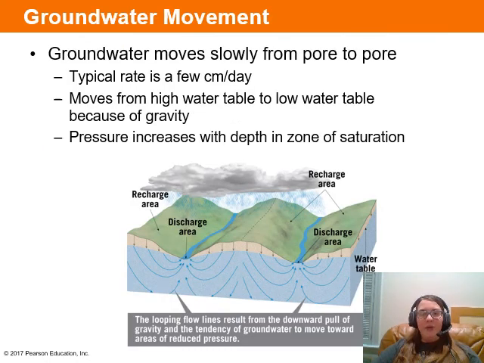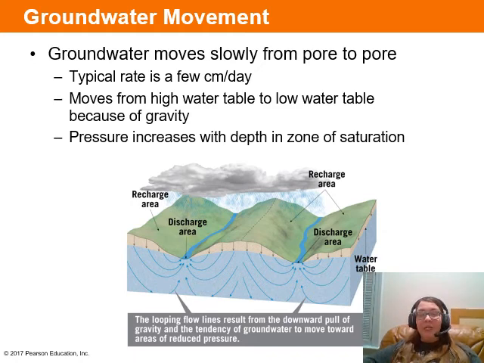So when we look at our groundwater, we see that it slowly moves. Again, just like water on a hill, water moves from higher elevations to lower elevations. We're going to see that the groundwater is going to move in the exact same way, always from high to low elevations of our water table. This is because gravity is just constantly pulling it down.